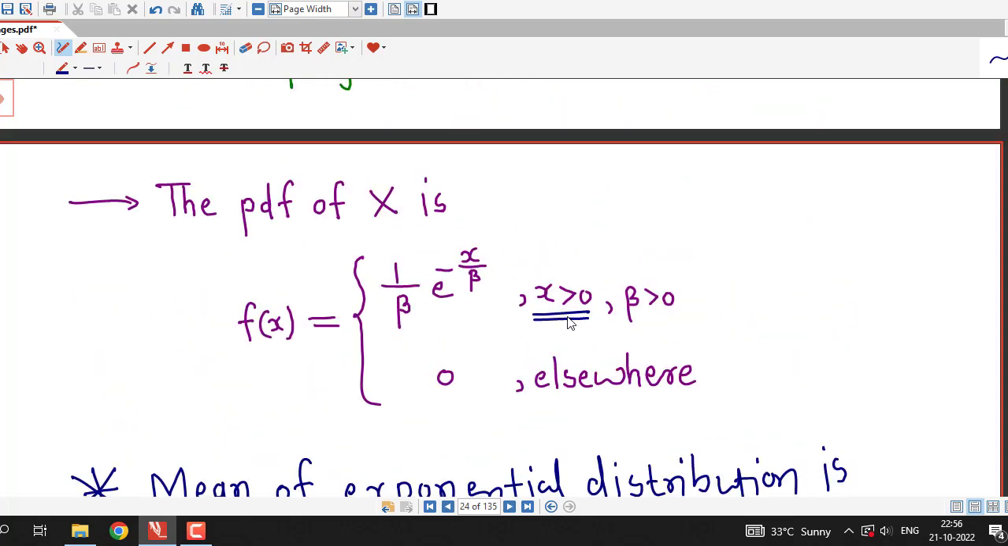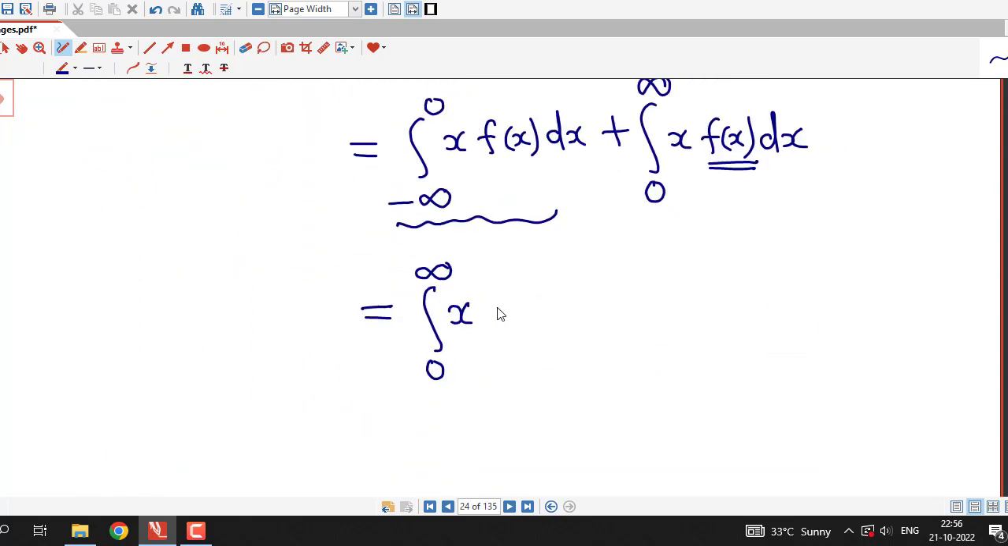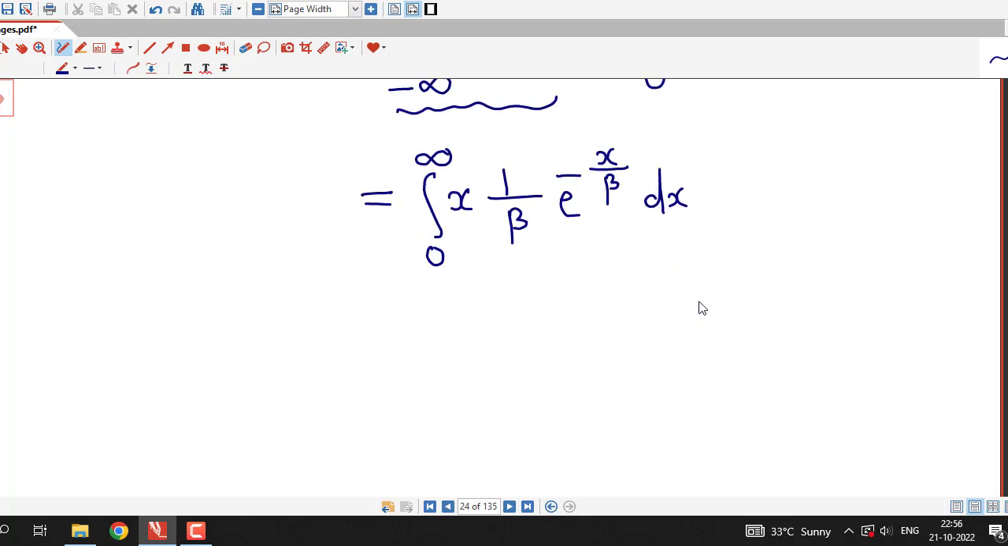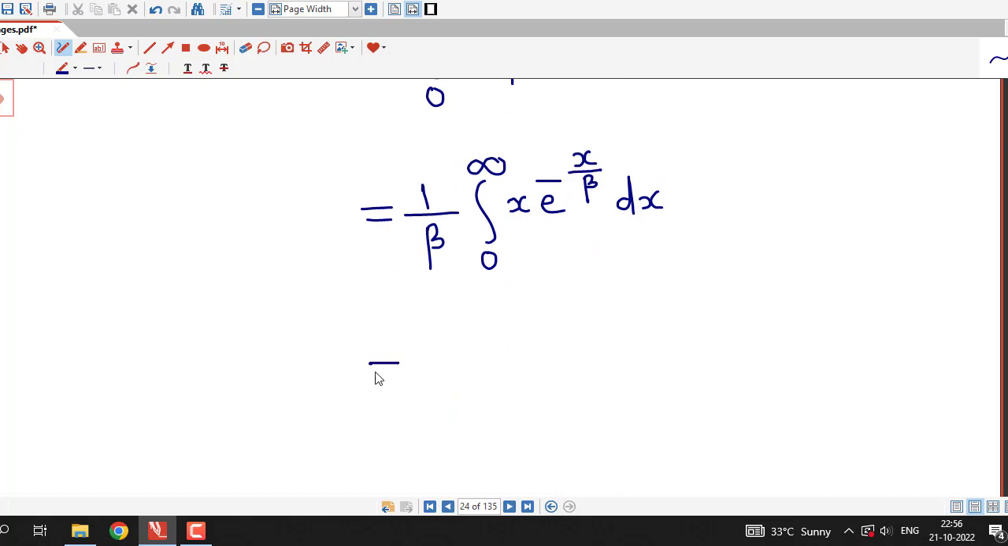the value of f(x) if x is positive, which is 1 over beta e raised to minus x by beta. So that I substitute here, 1 over beta e raised to minus x over beta dx. So this is a simple problem of improper integral, and we can take this 1 over beta outside the integral, and we have integral from 0 to infinity of x times e raised to minus x over beta dx. To evaluate this improper integral, we can use the definition of improper integral.